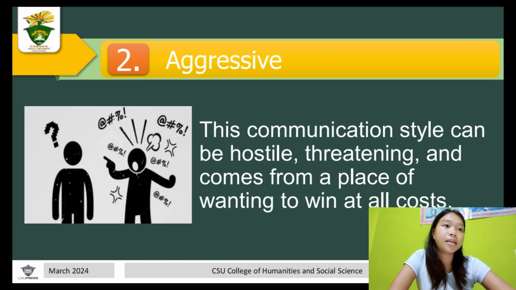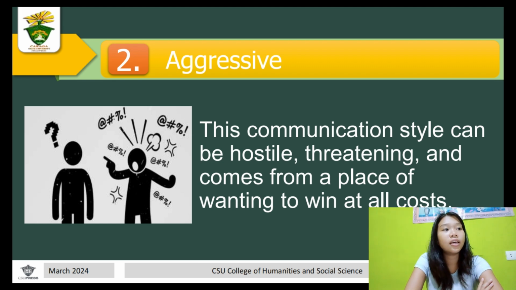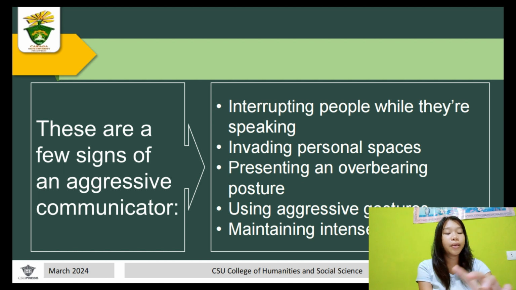While this style can sometimes achieve immediate results or command respect in leadership, the downside is that it often damages relationships and discourages collaboration. Aggressive communicators tend to react before thinking, negatively impacting workplace productivity and team dynamics. These are a few signs of an aggressive communicator. They interrupt people while they're speaking, they like to invade personal space, they present an overbearing posture, they use aggressive gestures, and maintain intense eye contact.